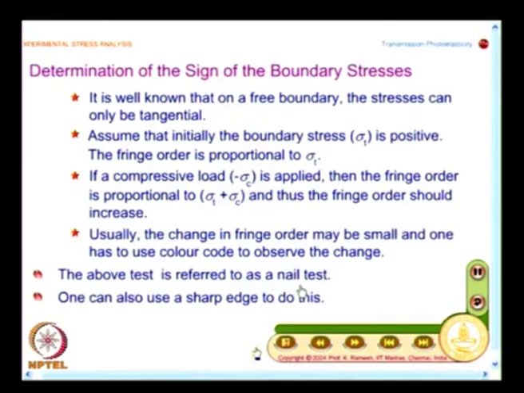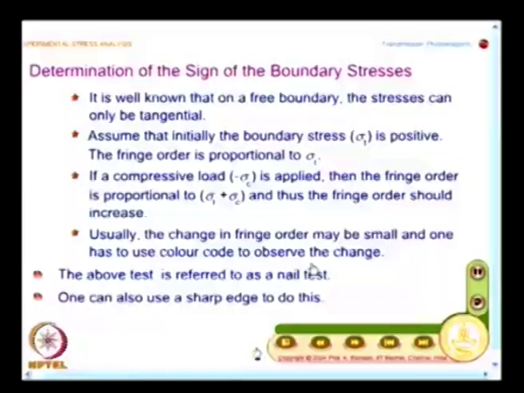And as I have mentioned, the change in fringe order may be small, and one has to use the color code to observe the change, whether the fringe order has increased or decreased. You will get the information by knowing the color sequence. That is the best way, because these changes are very small and only a color code can provide you this information. So, from this point of view also, knowledge of the color code really helps. So, what we have seen is, I can do it by a nail test, go and apply the compression, and if I am not able to do it with the nail, use a sharp edge.